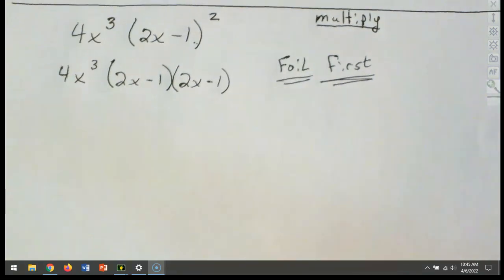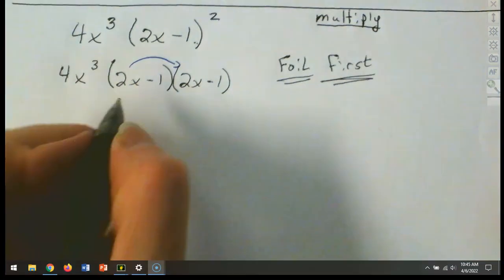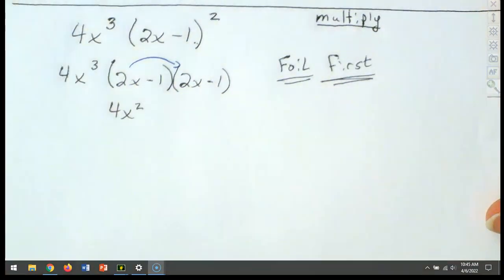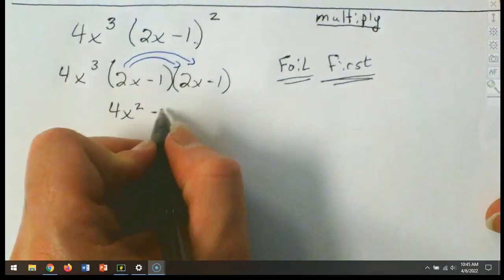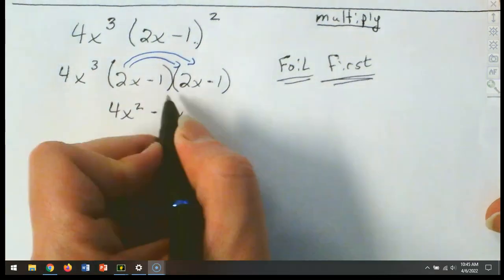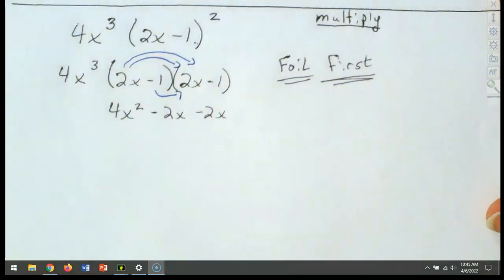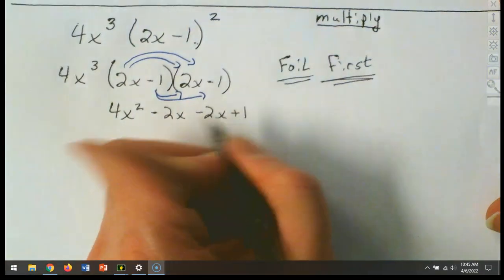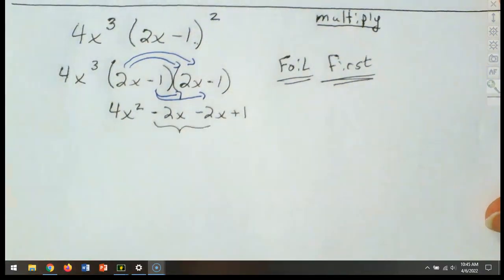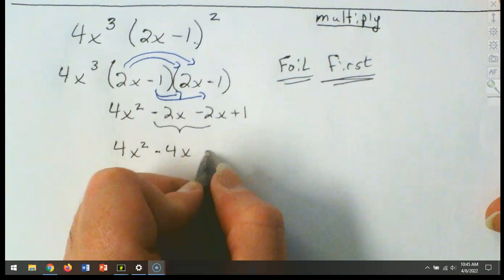So go ahead and FOIL. And so we have first times the first. So 2 times 2, that makes it a 4x squared here. Outside and outside, minus 2x. Inside and inside, minus 2x. Watch your sign on the end. Negative and negative makes it a positive 1. These can be combined together. And that is now 4x squared minus 4x plus 1.